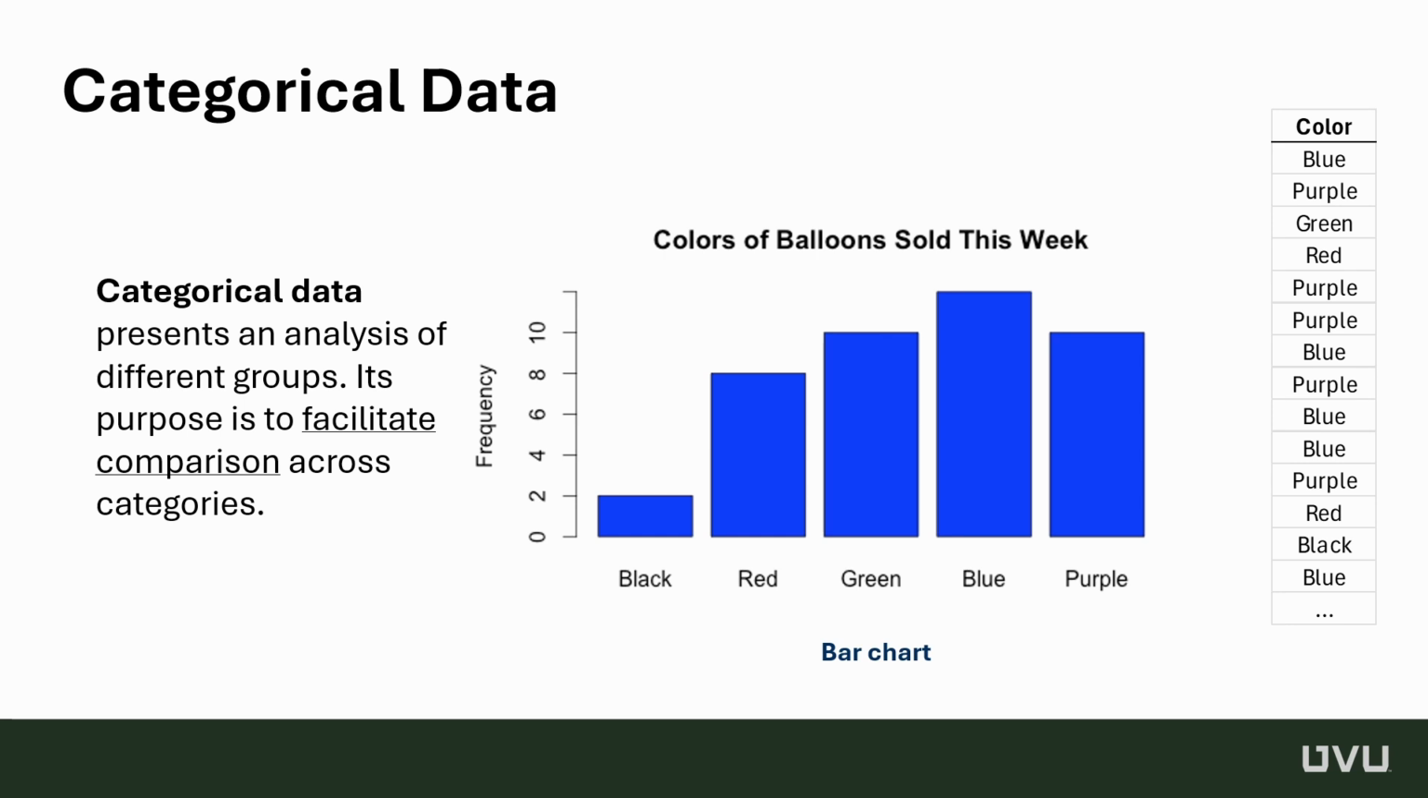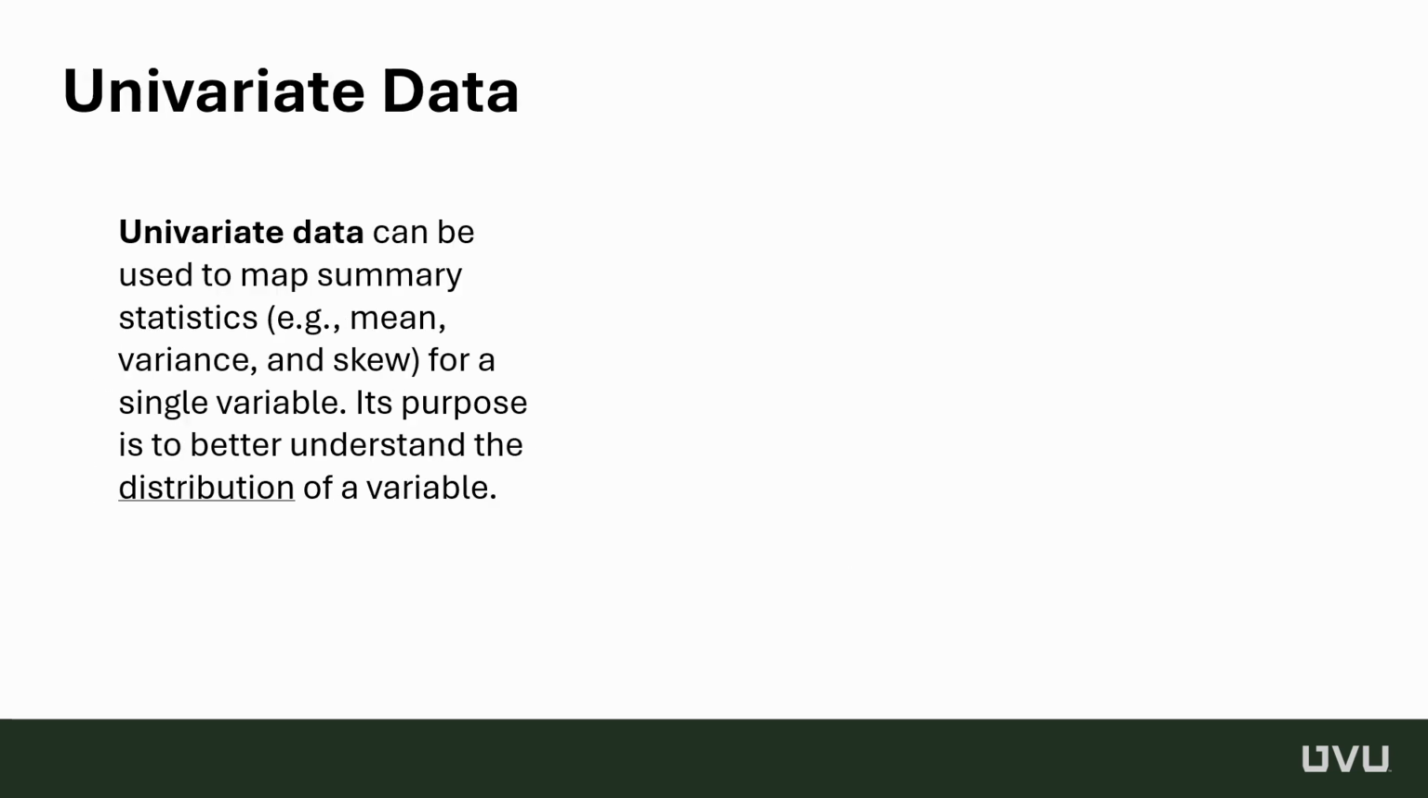So to review, categorical data designates different group characteristics or categories. If you want to quickly facilitate comparison across these groups, as of a single point in time, bar charts are your best bet. Next, we have univariate data analyses.